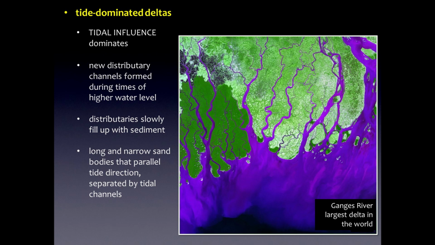So what we end up with here is, instead of having these isolated little patches or little narrow edges along a distributed channel of land that's vegetated, we have these very long and narrow sand bodies that parallel the tide direction, separated by tidal channels, heavily vegetated. As I said, we find a large percentage of the population in this particular area of the world living within this particular delta.